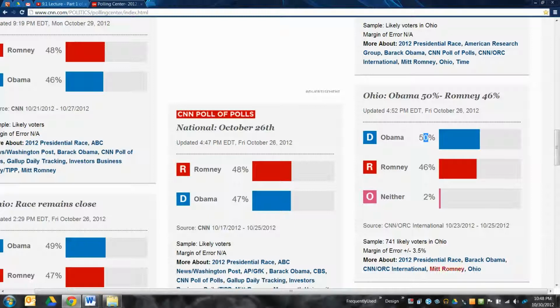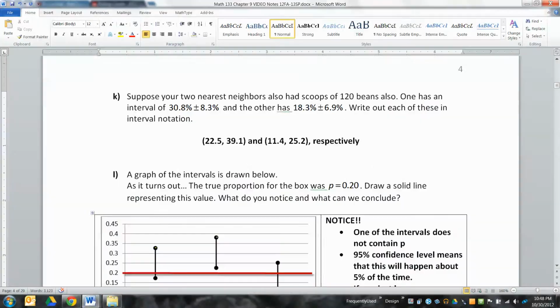But be careful, because the margin of error is right down here. See it? They don't put it right up there. They don't say, oh, well, Obama's really anywhere between 46.5 and 53.5%. They don't say that, but that's what it is. And that's why I'm having you take the time to do this right here.